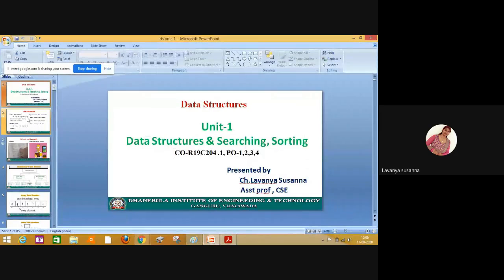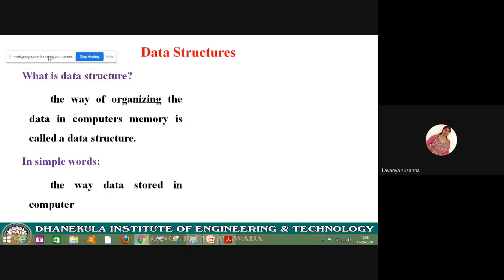Now let us see what is a data structure. Why do you need data structures? We all are living in the information age, right? Everything is about information. So how is this information stored in the computer's memory? These data structures are required to store the data. Using these data structures, you will store the data in some particular format.